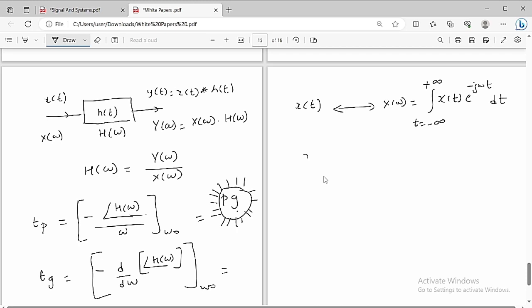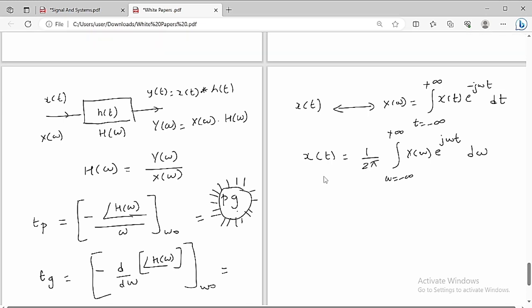So the inverse Fourier transform, x of t is equal to 1 by 2 pi, integration from omega equals minus infinity to plus infinity, x of omega into e to the power of j omega t into d omega. These things I already told you.